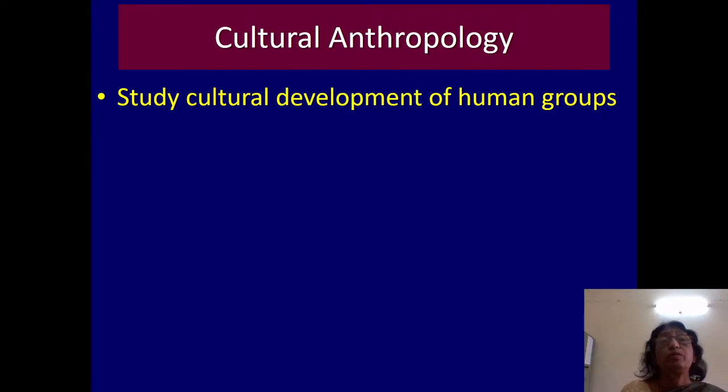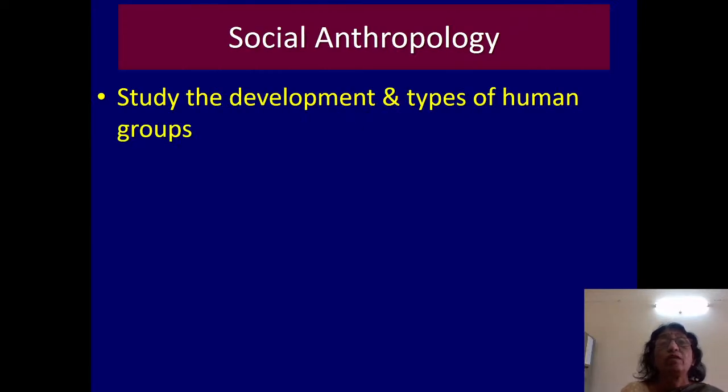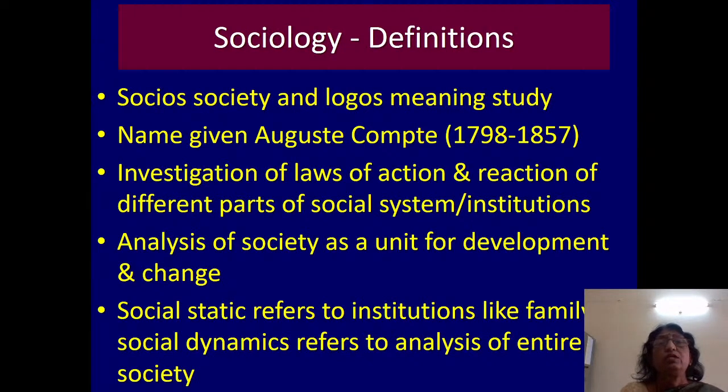Cultural anthropology is related to the study of culture. So how culture has developed in human groups. That's very important. It is the study of how culture has developed in different human groups. Then social anthropology again deals with the groups and development.